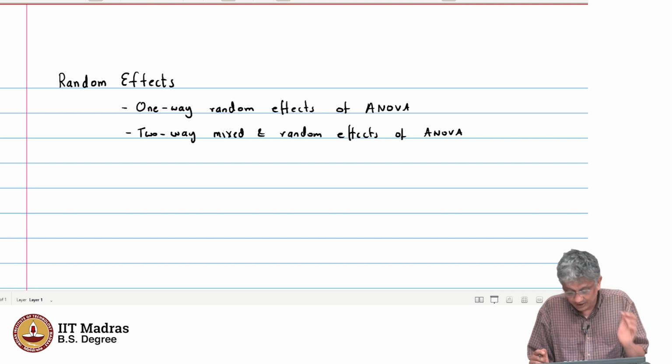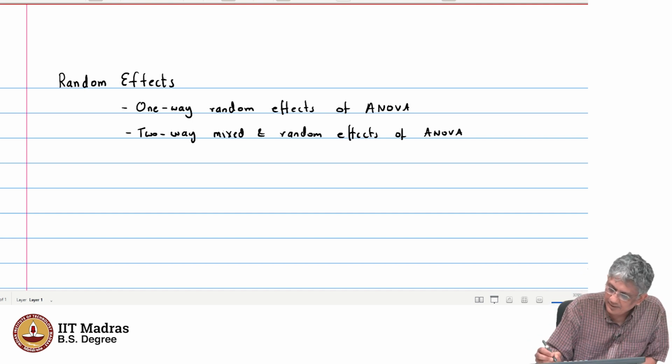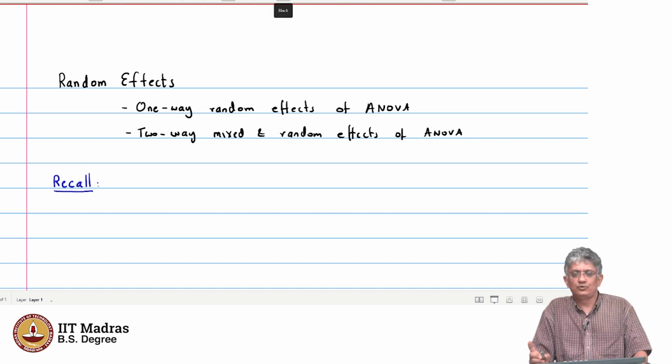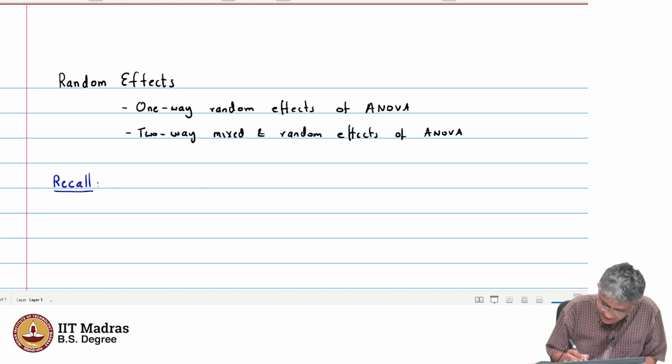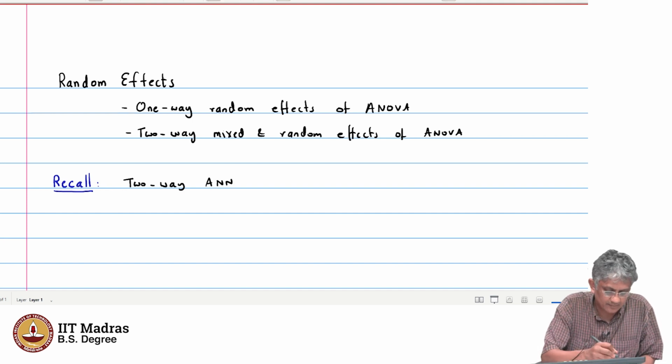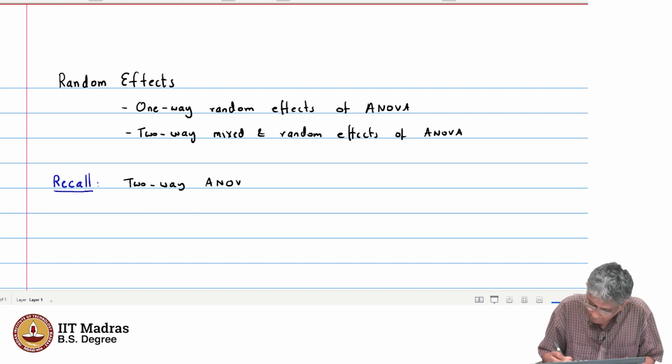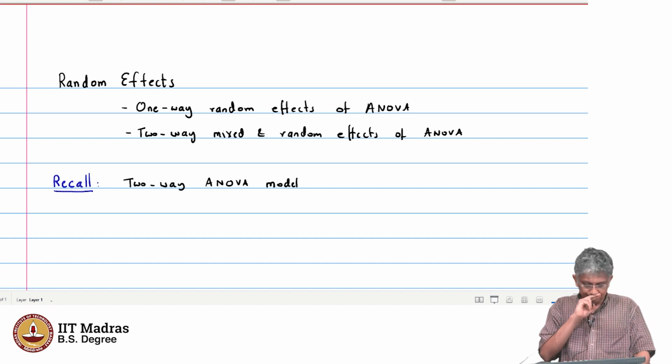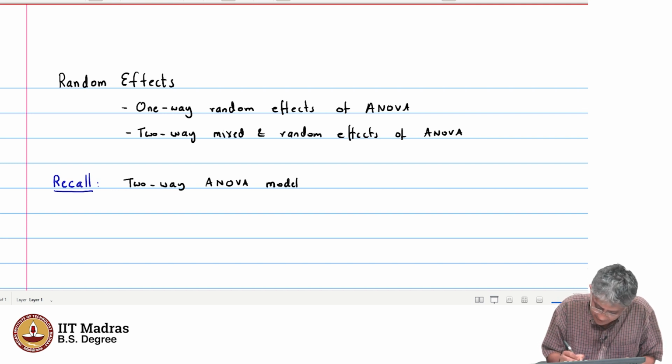So let's just begin with a recall. What's a two-way ANOVA model? Let's discuss that for a second. Just what we've been discussing so far: a two-way classification ANOVA model. Sorry, ANOVA spelling. So what was this? The observations were Yijk.